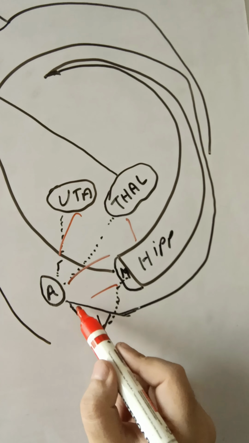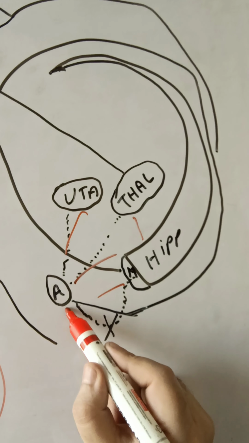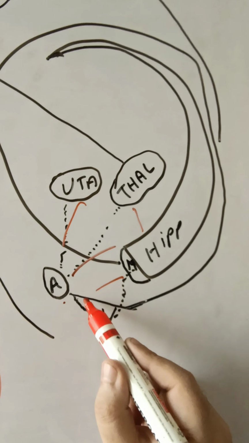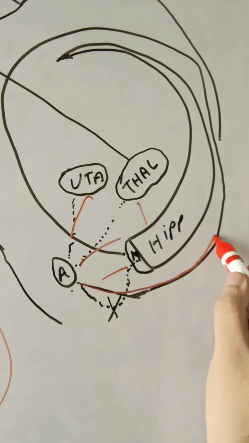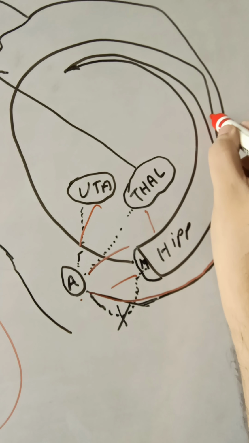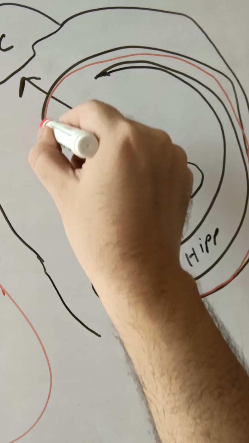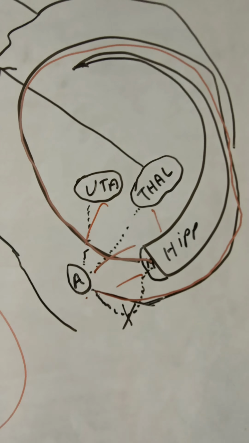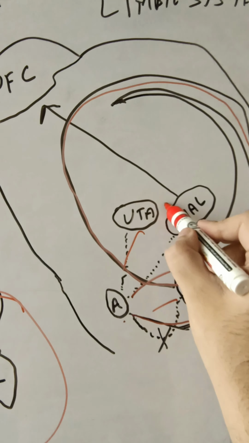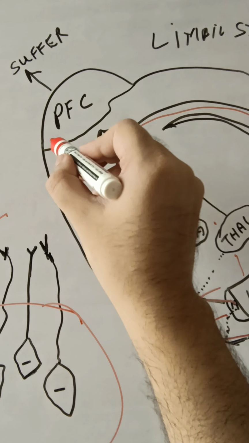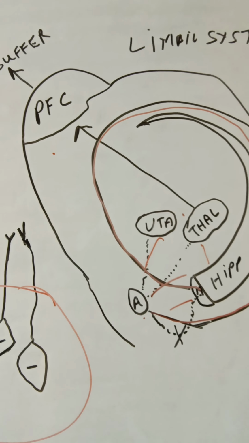But here's the interesting part: even though we see this and it is pretty close, the communication that happens between them goes all the way around. As you can see, it travels all the way around and then it communicates with the hippocampus. This is how the amygdala communicates with the hippocampus. But then the end result from the thalamus goes back straight to the prefrontal cortex.